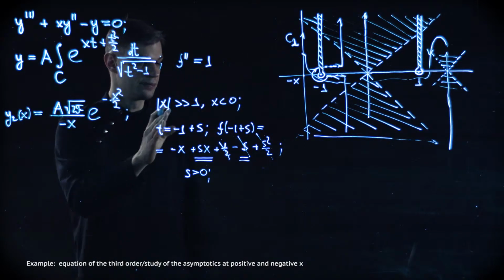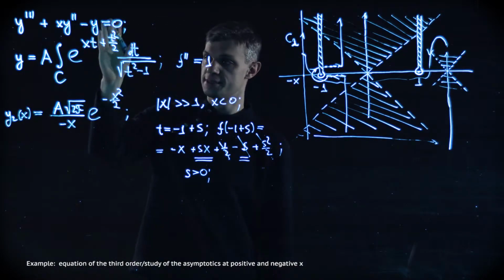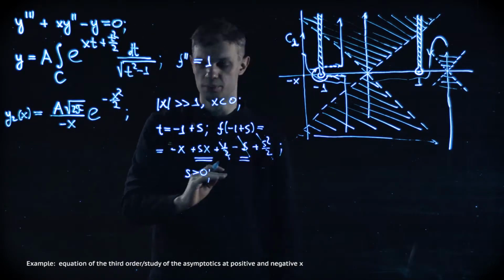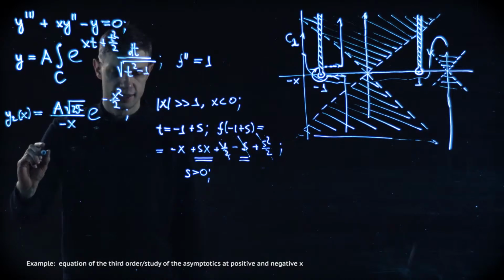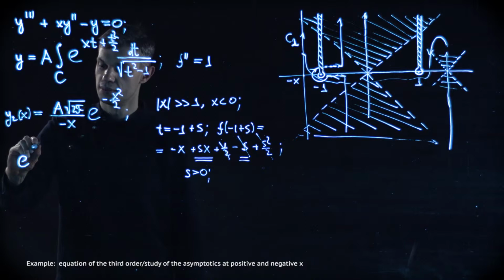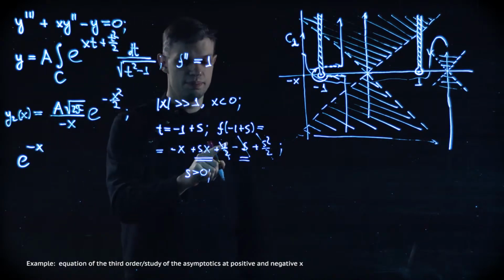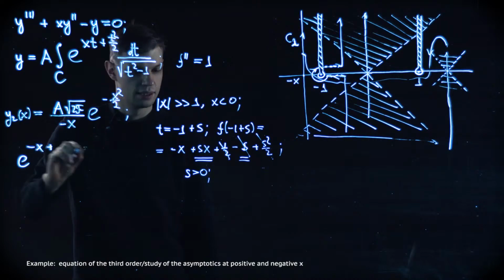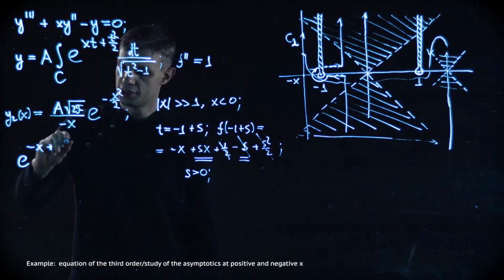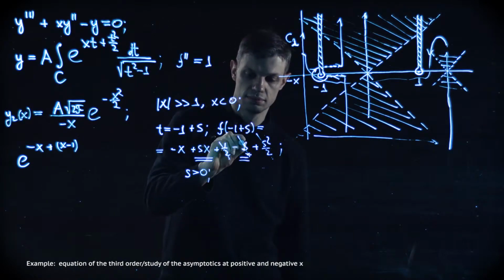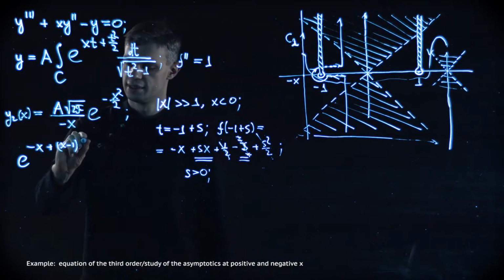Now we expand our exponent and our g function in the vicinity of the -1 point. So let's do this. Our exponent is e to the minus x plus x, actually x minus 1. Let's skip this minus 1, times s.